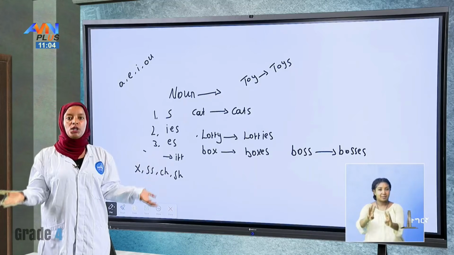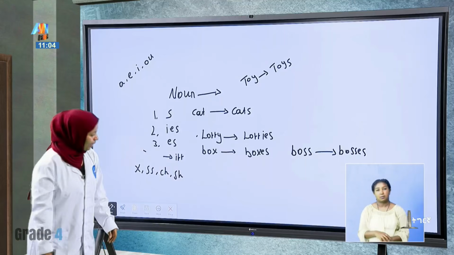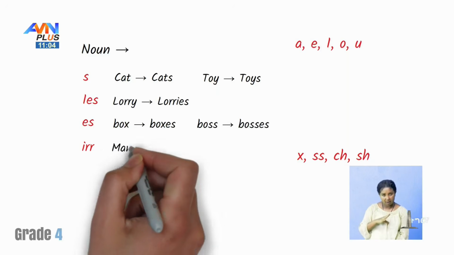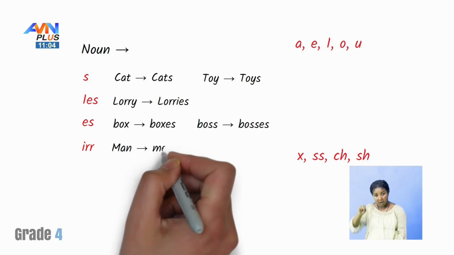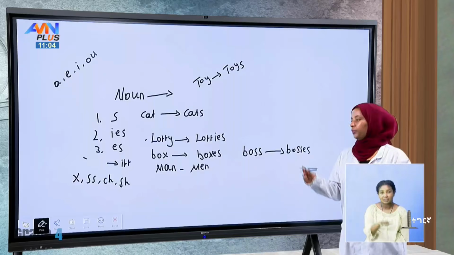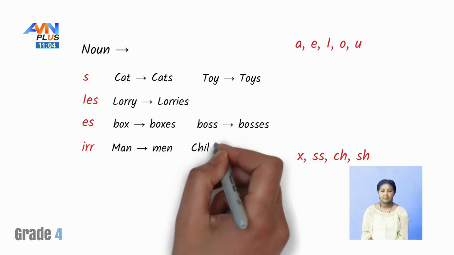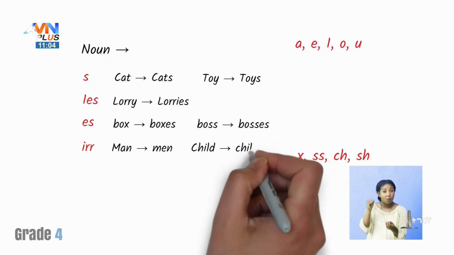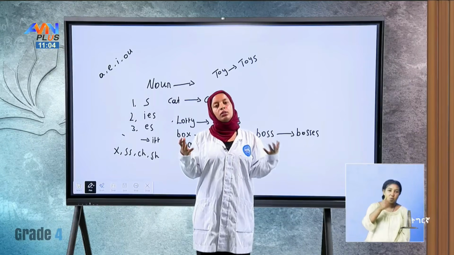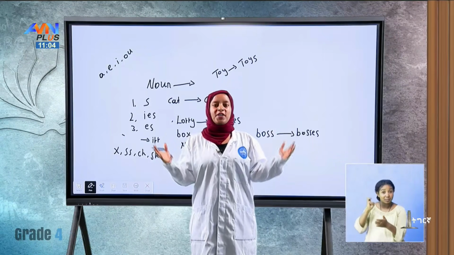The next one is the irregular method. We change maybe the whole word or maybe one part of the word. Like man, men. Check this example, students. Child, children. This is also the fourth rule. We can have more examples. Woman, women, and more. Students, this was our previous lesson.